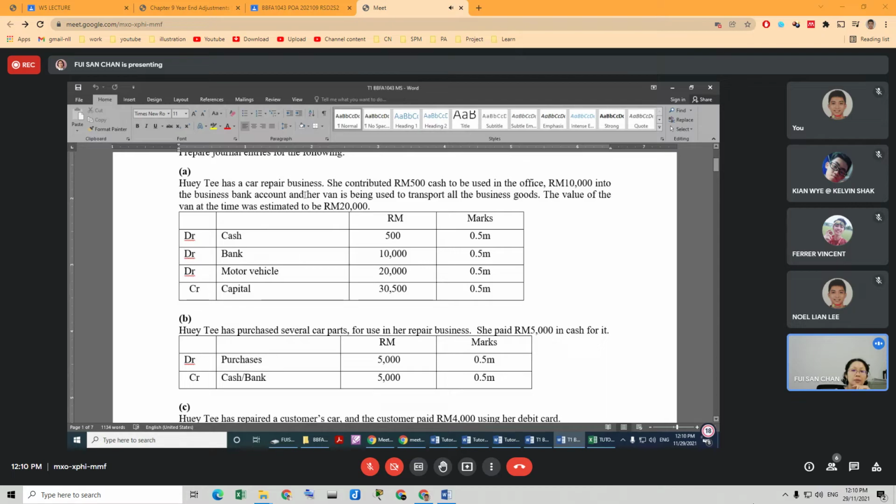Hui has a car repair business. I thought the debit and credit need to split? No. It's a car repair business. She contributed 500 cash to be used in the office and 10,000 into the business bank account. And her van is being used to transport all the business goods. So the value of the van at the time was estimated to be 20,000. So this is telling you she actually starts a new business, a car repair business, and contributes 500 cash and 10,000 into the bank account.